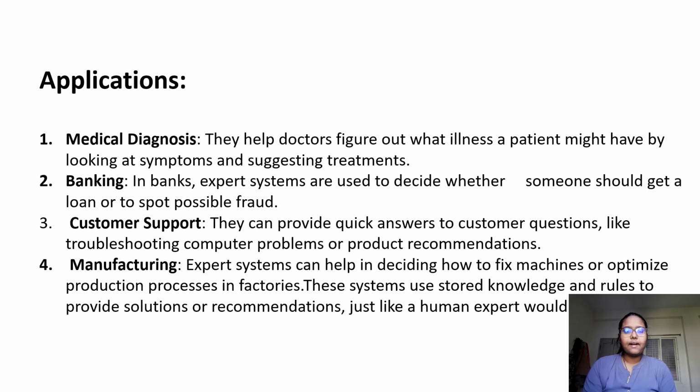In banking, expert systems are used to decide whether someone should get a loan or not, and to spot possible fraud. Third one is customer support. They provide quick answers to customer questions like troubleshooting computer problems or product recommendations. Last one is manufacturing. Expert systems can help in determining how to fix machines or optimizing production processes in the factory. These systems use stored knowledge and rules to provide solutions or recommendations just like a human expert would.